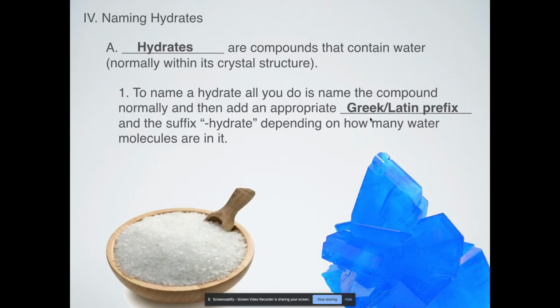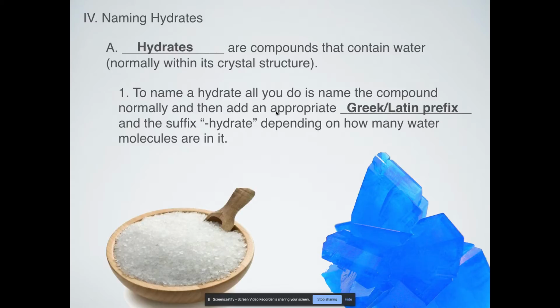So I'll give you an example. This blue crystal is called copper(II) sulfate pentahydrate. If you think back to our Greek and Latin prefixes, penta means 5. So that means that there are 5 water molecules trapped inside of each little formula unit of this crystal. These you've definitely seen before. They're Epsom salts. Epsom salts are hydrates, actually. And depending on how hydrated they are, you have different numbers of water molecules in their crystal structure.